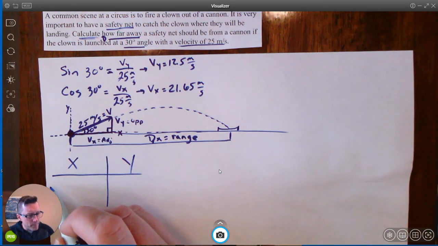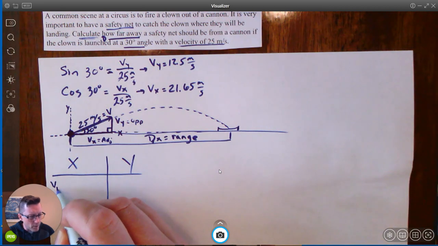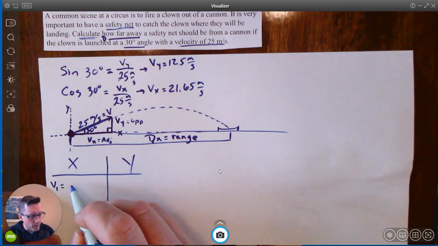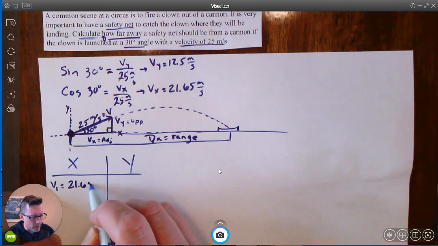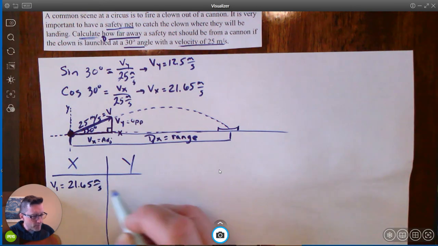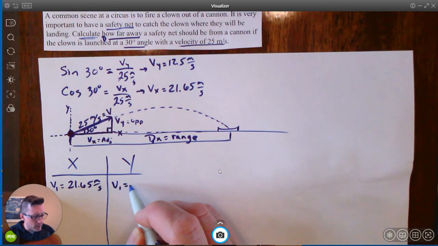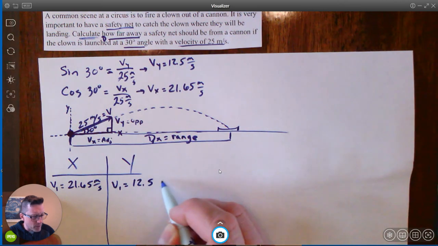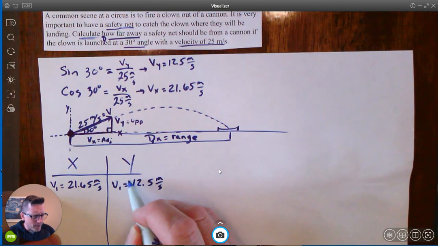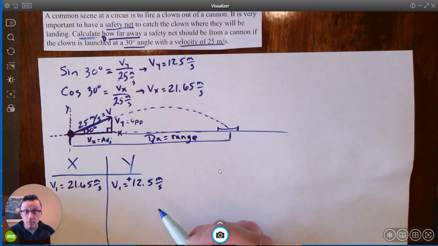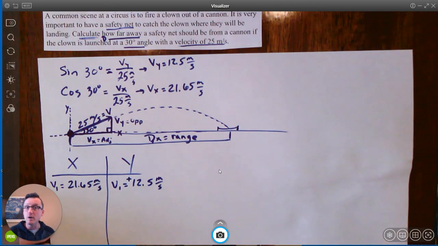Now, that is our V1 for our X and our Y chart. Our V1 for X is going to be 21.65 meters per second. Our V1 for Y is going to be 12.5 meters per second. And I'm going to put a plus next to the V1 for Y because, remember, up is positive and down is negative. And that's really important on projectiles because we do have up and down stuff.